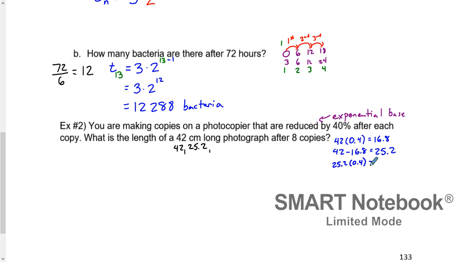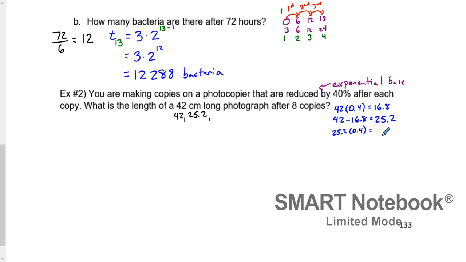If we continue on with that pattern, 25.2 times 40%, that is 10.08. So we take our 25.2 and subtract 10.08. We get 15.12. So the next length of it will be 15.12. Now I'm just doing kind of a point here just to make sure that everything really rolls nicely.